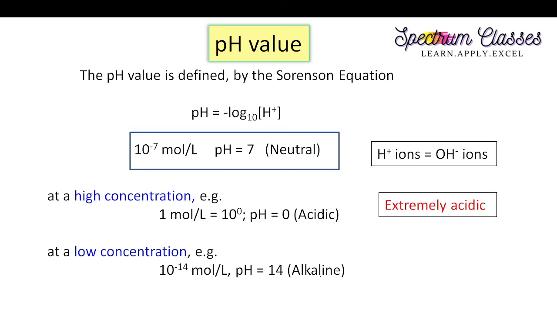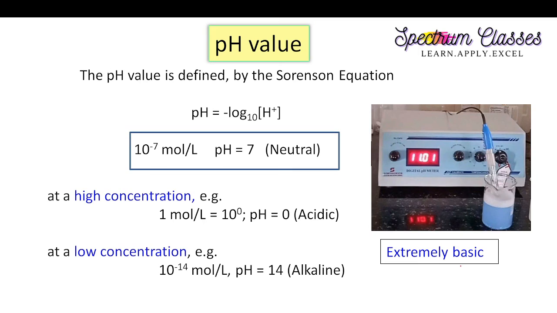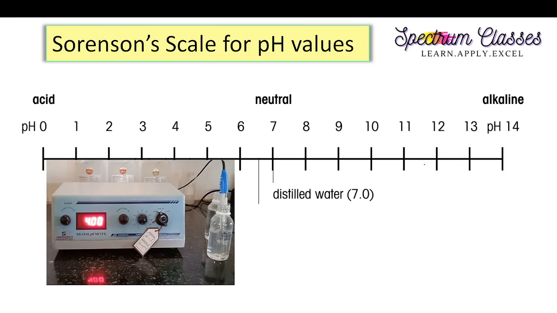So here, since the values are extremely high and low, these are the two cases of extremely acidic as well as extremely basic, and we are going to determine the values of pH by using the pH meter. So here what you have seen is 11.01. So you can tell me whether it is acidic or basic. Since we are having more than 7, this is basic in nature, right?